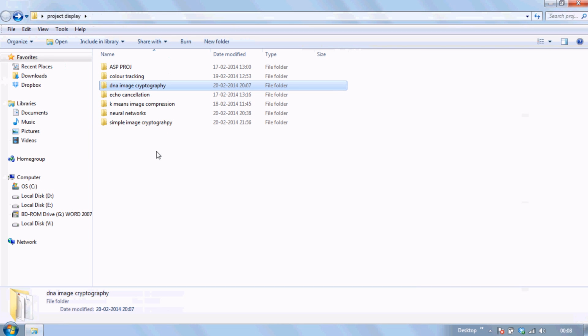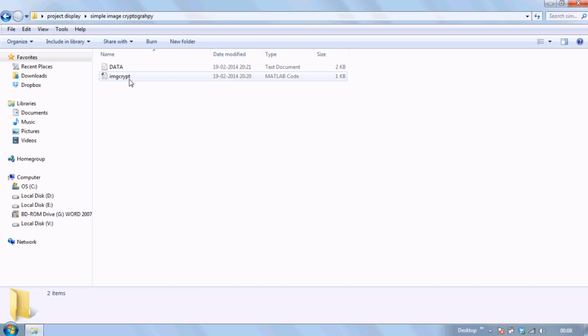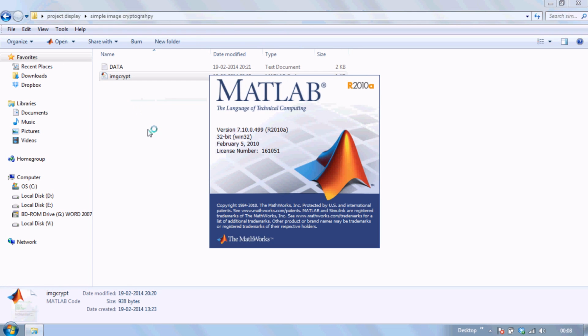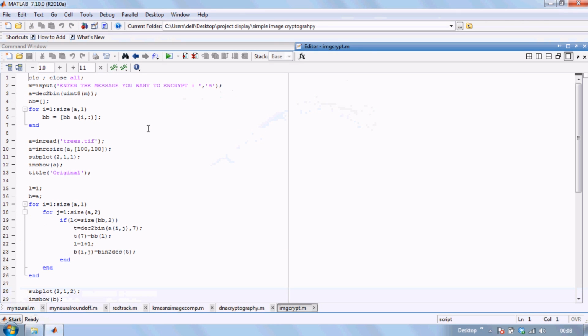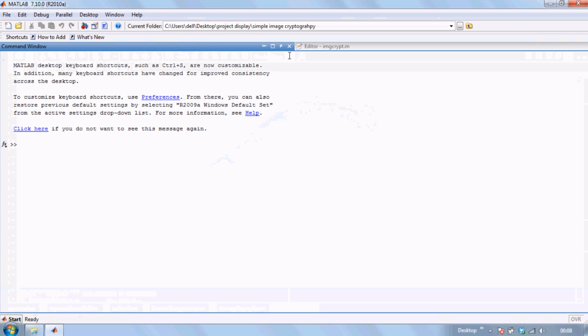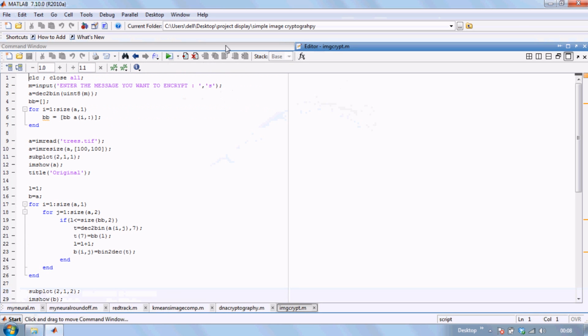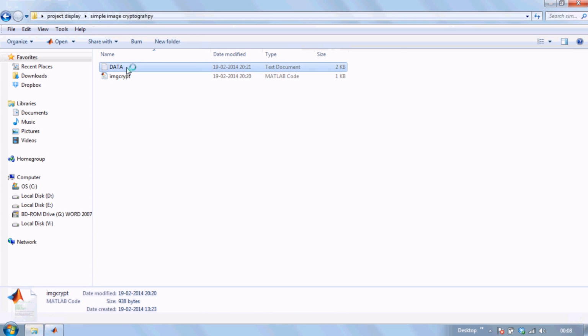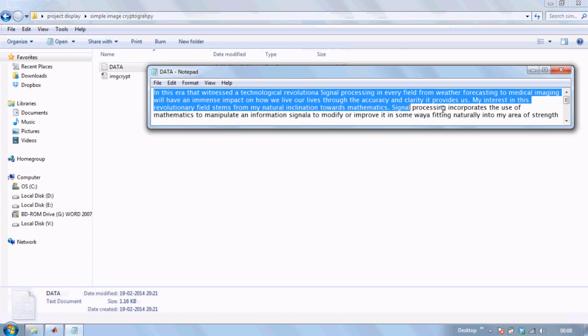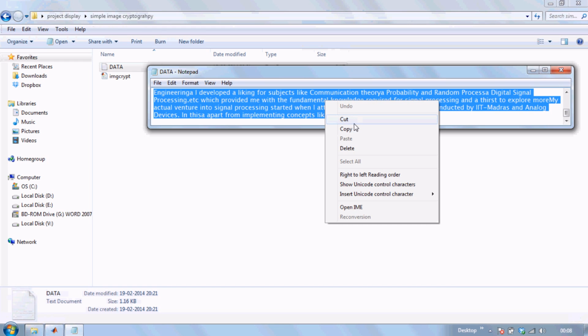For the fifth project, I'll again show you a very simple image cryptography, not as complicated as the one before. Here, rather than image cryptography, it is actually the art of encoding a message within an image. I'll run the script, then you'll understand. So enter the message you want to encrypt. I'll probably give this as the message, a long paragraph.